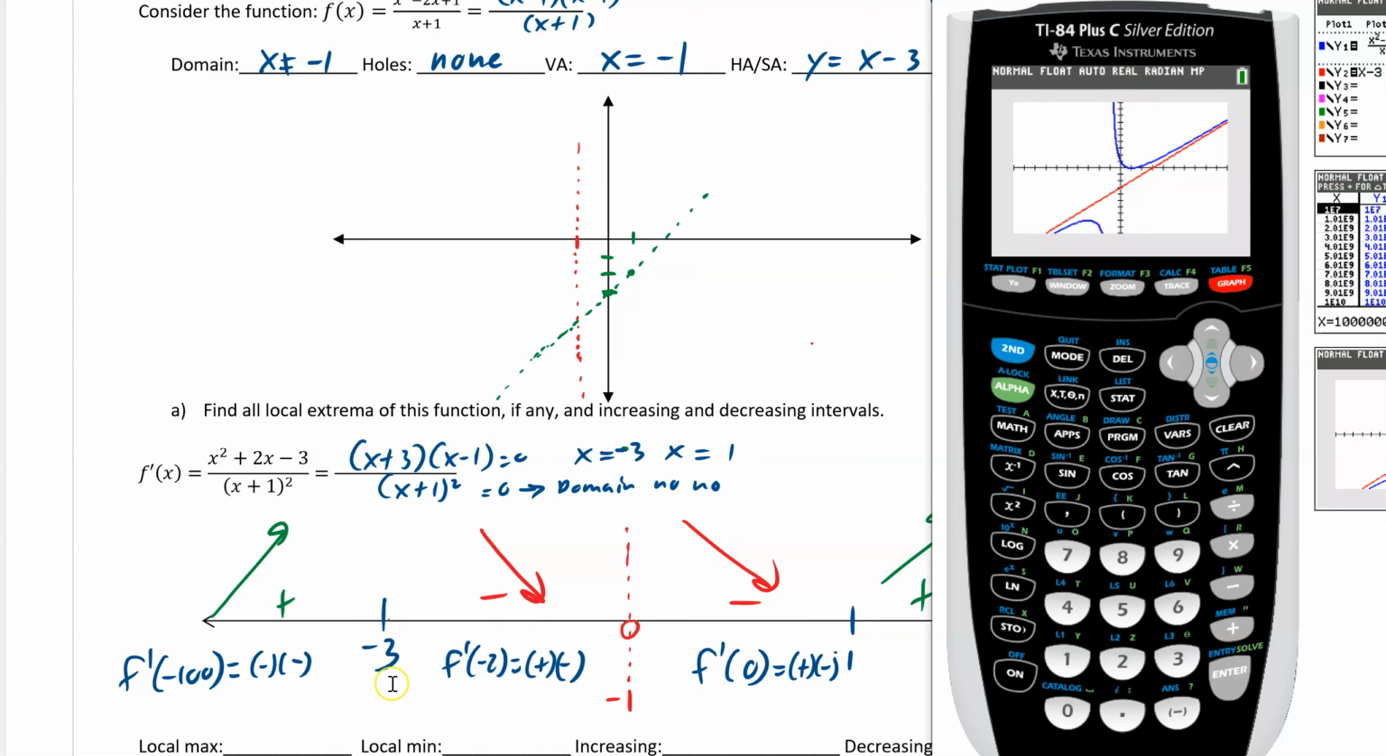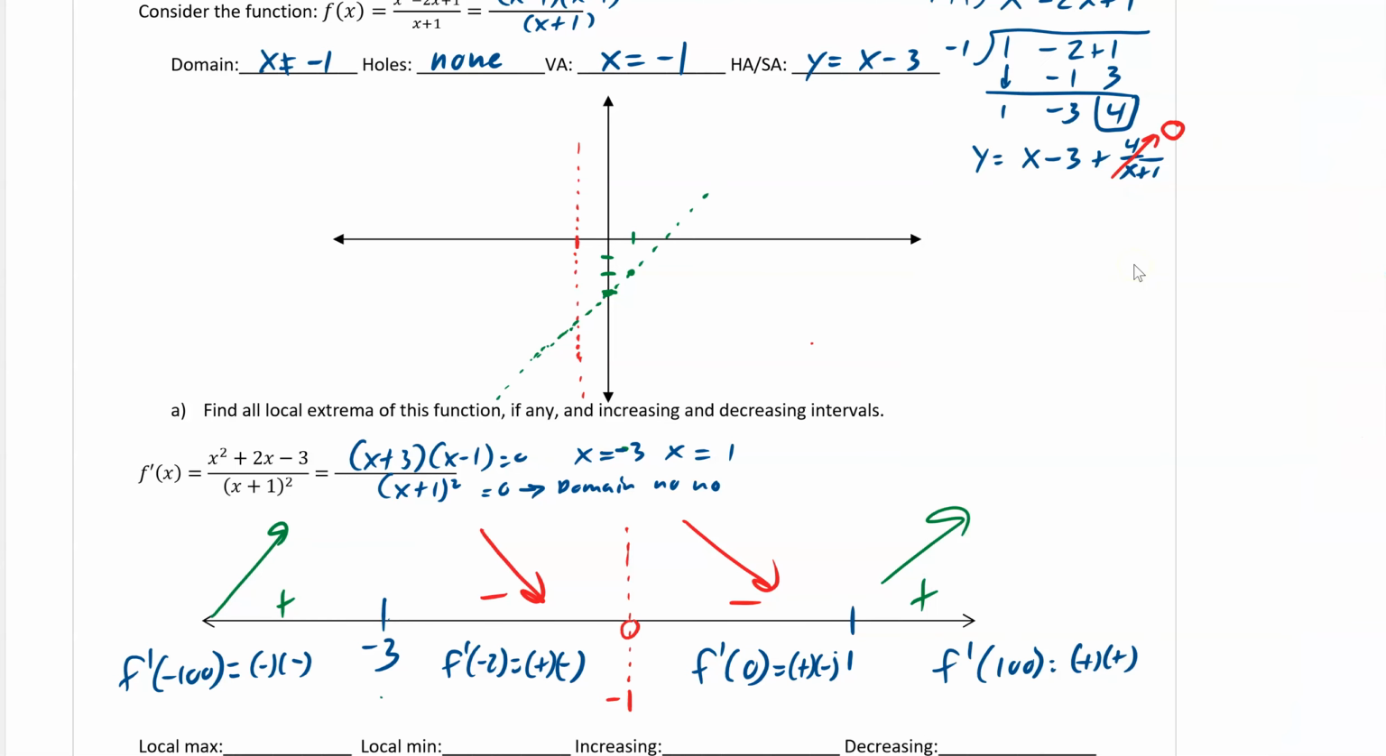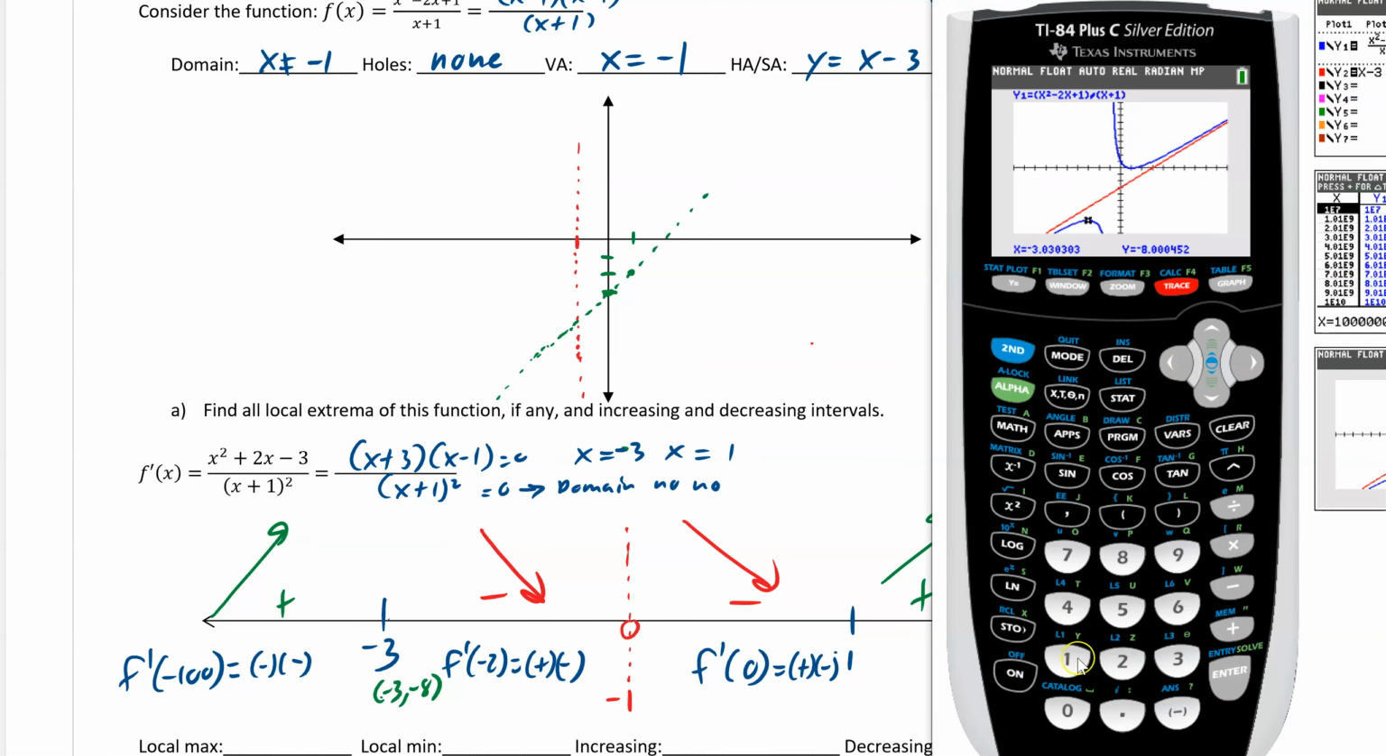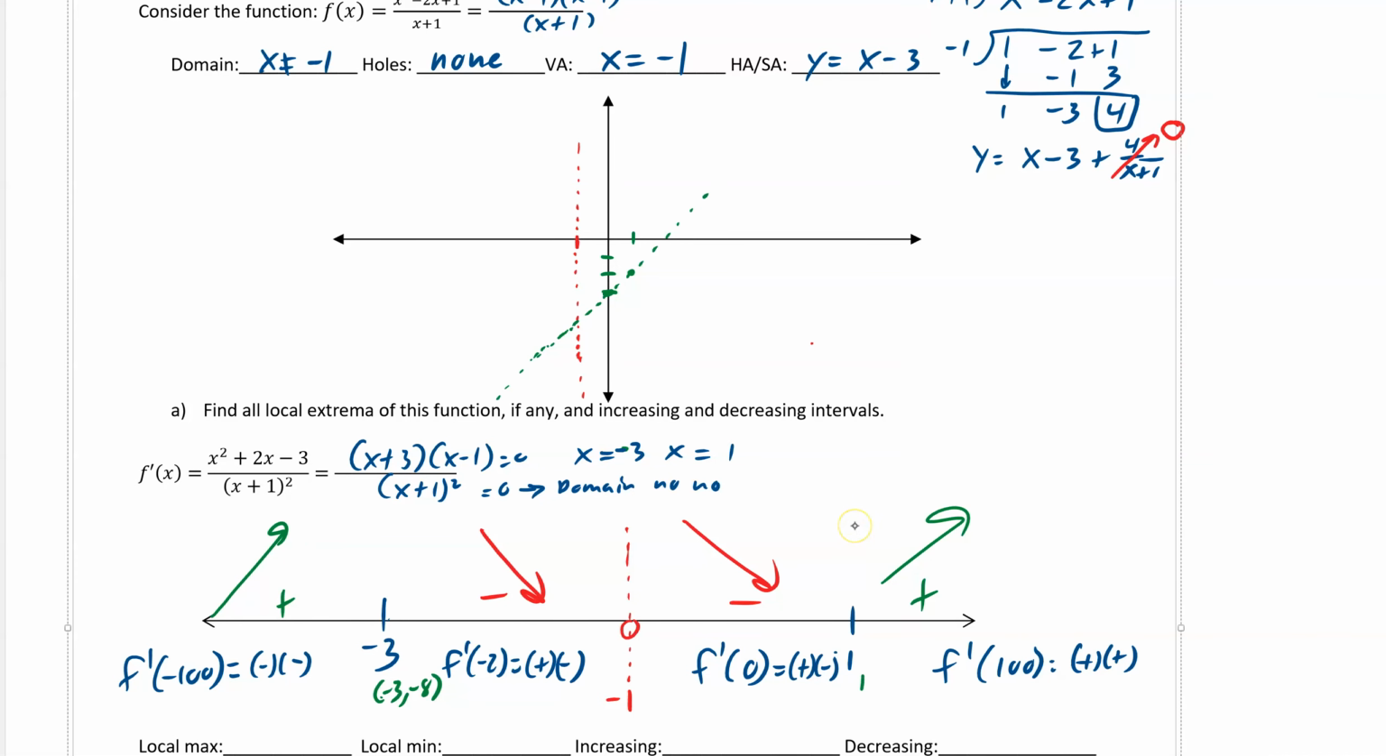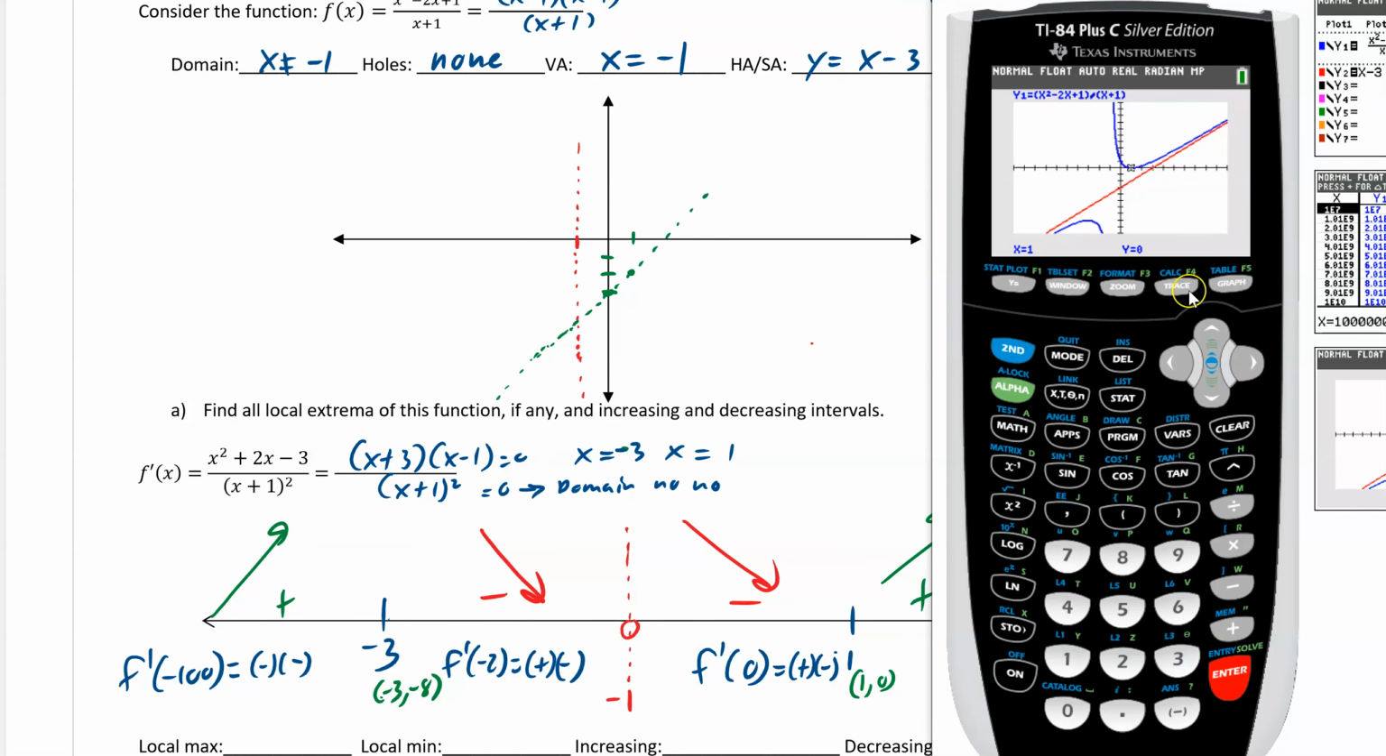Everything's checking out. So now we just need to find those points. So trace negative 3 should be perfect. Yep, and it's negative 8. Let's write that. And then we also need to test 1. And that's at 0. So that is our critical points now. And then always test that undefined value as well, just to make sure and see it's not even there.